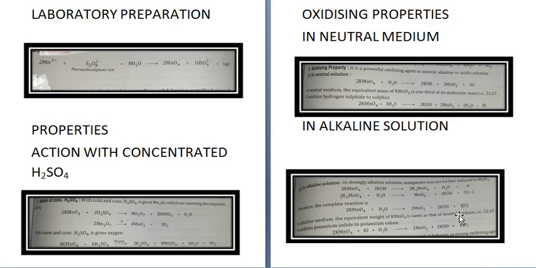Now in alkaline medium, the equivalent weight of KMnO4 is the same as in the neutral medium, that is 1/3 of the molecular mass, that is 52.67. It oxidizes potassium iodide to potassium iodate. 2KMnO4 plus KI plus H2O gives you 2MnO2 plus 2KOH plus KIO3.